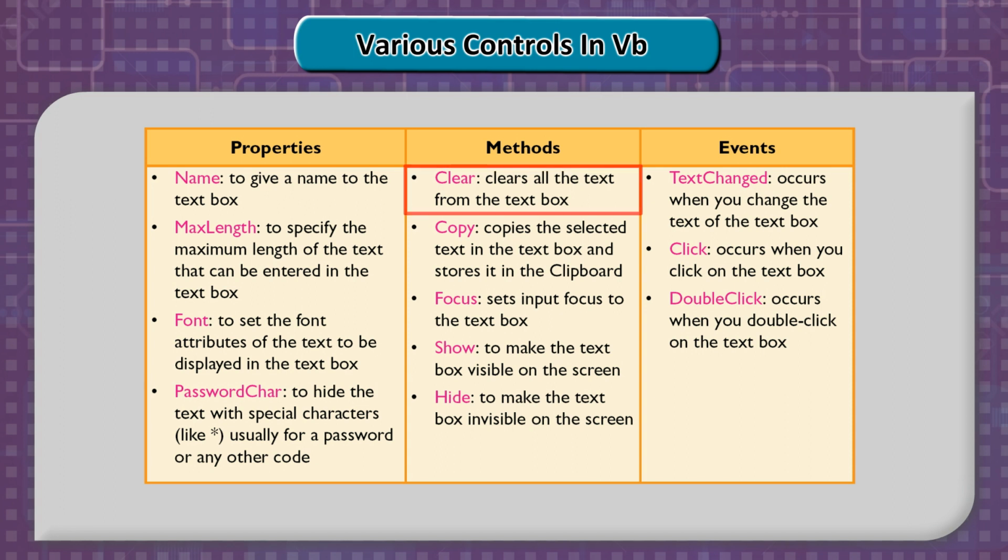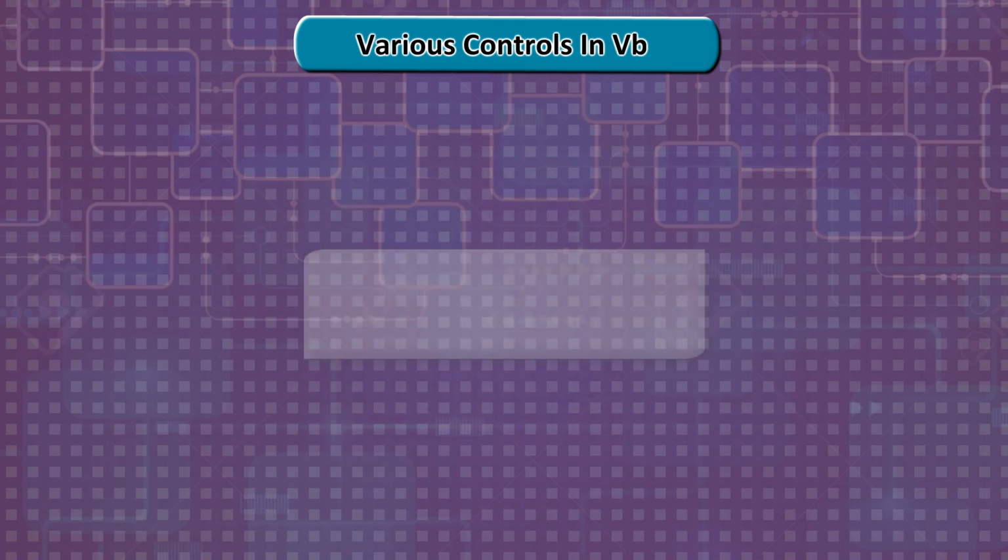Clear, clears all the text from the text box. Copy, copies the selected text in the text box and stores it in the clipboard. Focus, sets input focus to the text box. Show, to make the text box visible on the screen. Hide, to make the text box invisible on the screen. Text changed, occurs when you change the text of the text box. Click, occurs when you click on the text box. Double-click, occurs when you double-click on the text box.